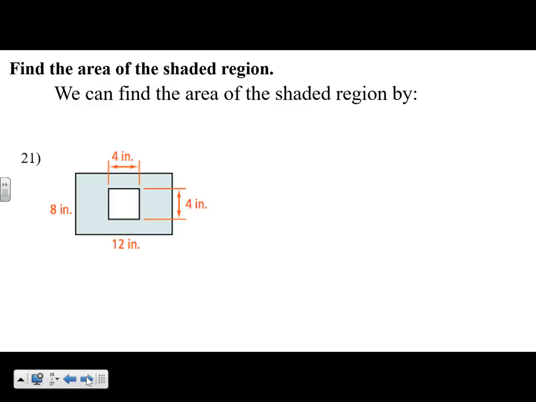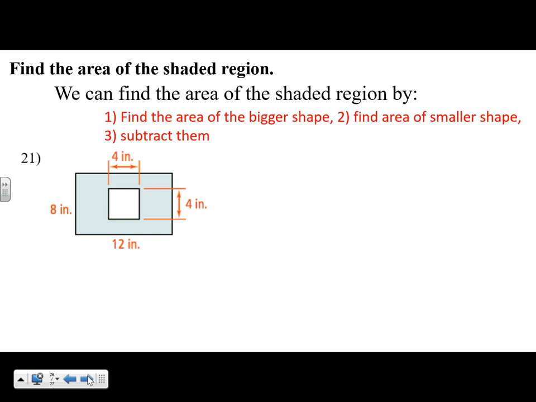Now, the other one is kind of the opposite, where instead of putting things together, we're taking things out. So find the area of the shaded region. We can find the area of the shaded region by finding the area of the bigger shape, finding the area of the smaller shape, and then you subtract them. So the shaded area is this whole thing minus that little hole in the middle. So really, we're going to find the area of this, and then we're going to subtract this little area in the middle.